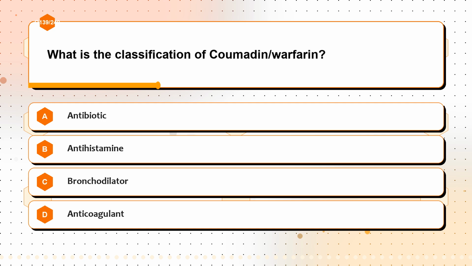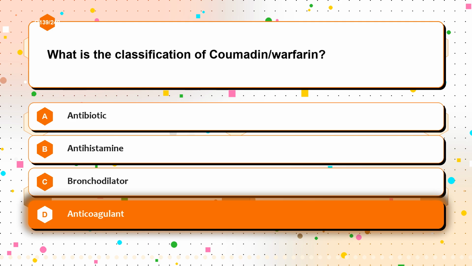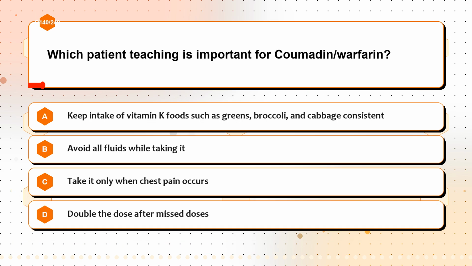Question 139. What is the classification of Coumadin/warfarin? Here are the options. Option A. Antibiotic. Option B. Antihistamine. Option C. Bronchodilator. Option D. Anticoagulant. The correct answer is option D. Anticoagulant.